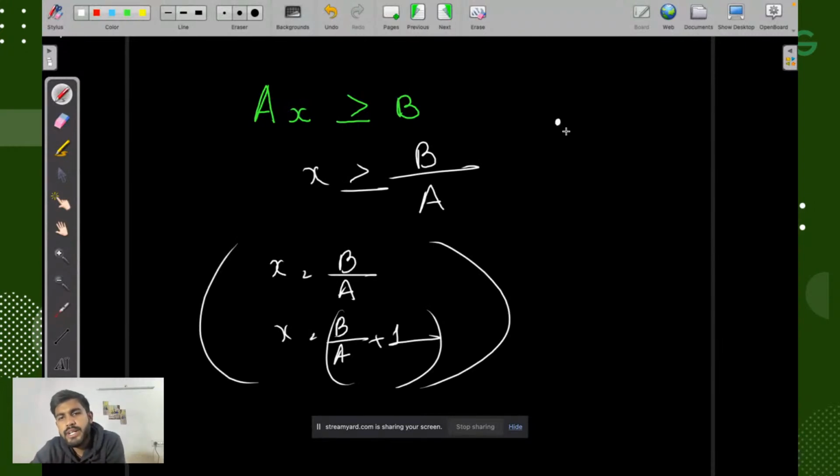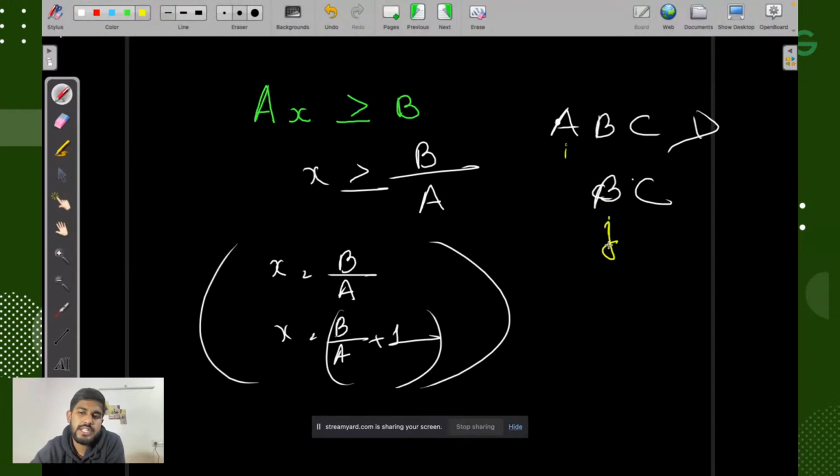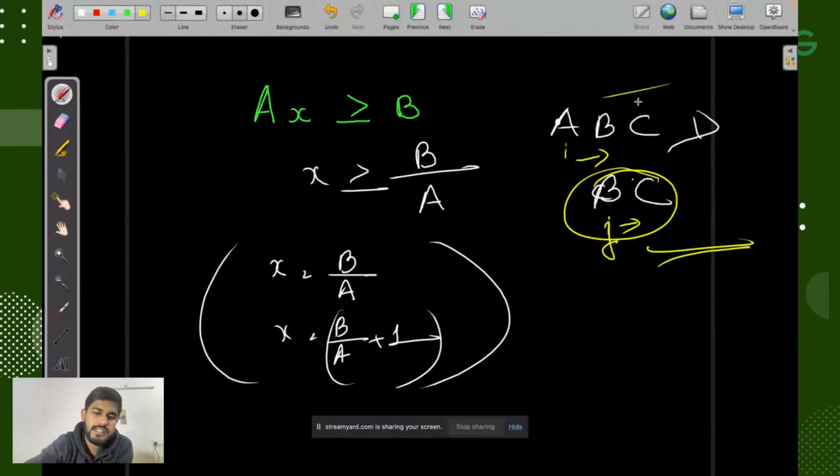Basically, we would have two pointers. Suppose we have A, B, C, D, and we want to check if BC is a substring or not. So we would have a pointer i here, a pointer j here, and we would keep moving forward in both of them. If we reach the last of this, then this is present in this. If we are reaching the last, then it is simple enough.